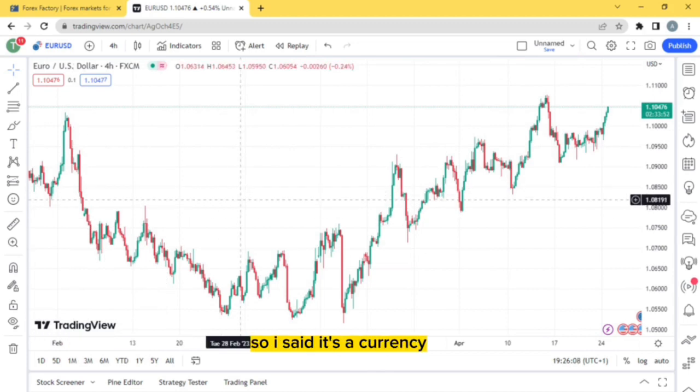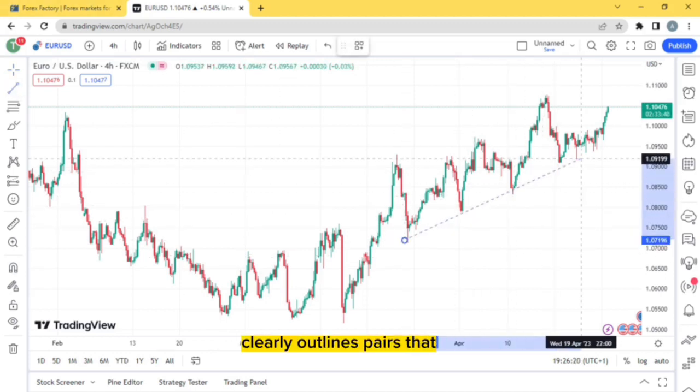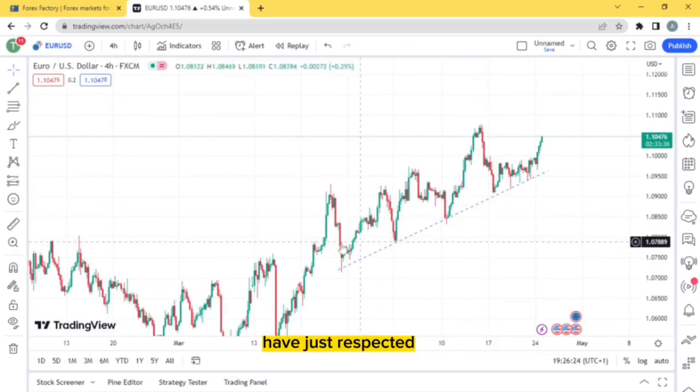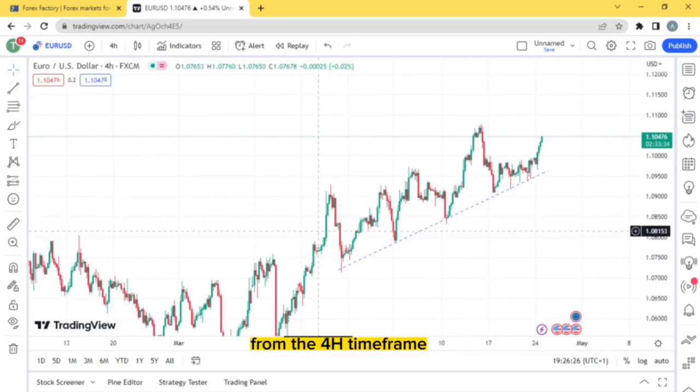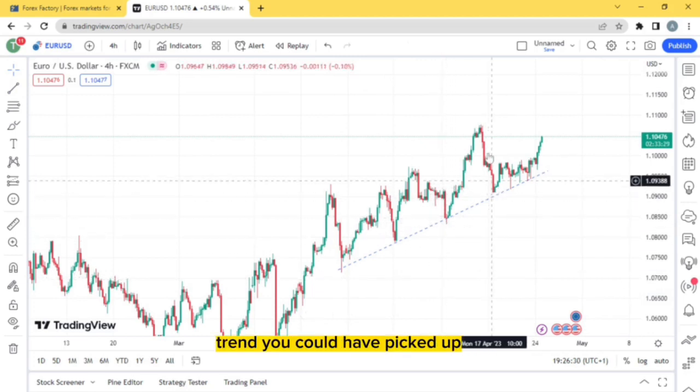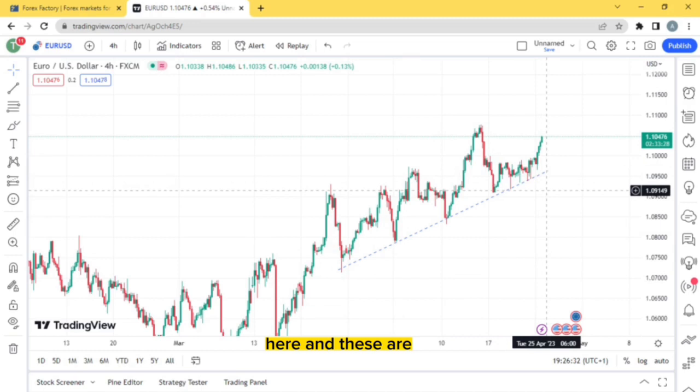So I said it's a currency that loves to trend a lot, and there are indicators or different objects that you can use for pairs that love to trend a lot. First of all, we have the trend line. Okay, the trend line is one that clearly outlines pairs that trend a lot, and you can see how Euro USD has just respected this trend line from the 4-hour time frame. So if you've seen this for a long time, even from this third trend, you could have picked up setups from here, and these are opportunities to make money from this market.